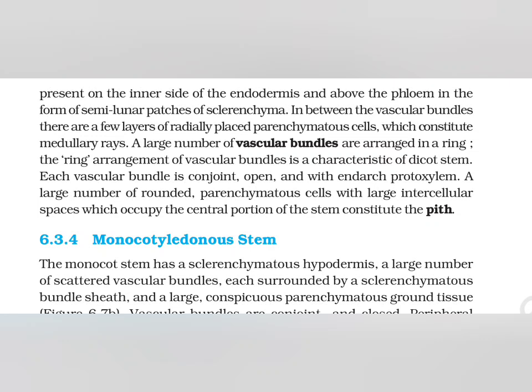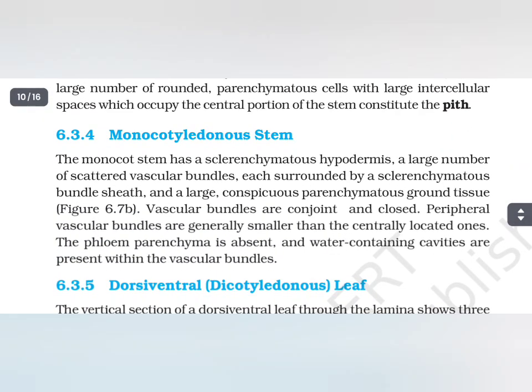Each vascular bundle is conjoint, open, and with endarch protoxylem. A large number of rounded parenchymatous cells with large intercellular spaces which occupy the central portion of the stem constitute the pith.